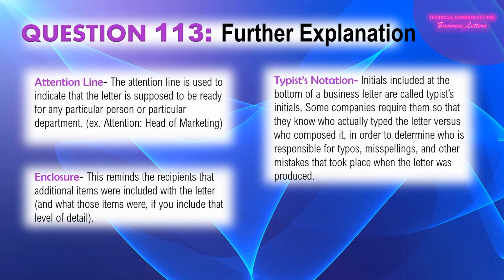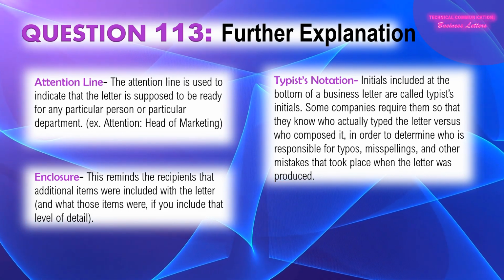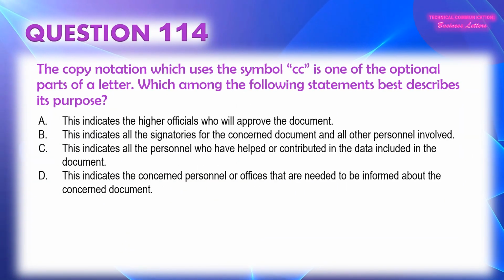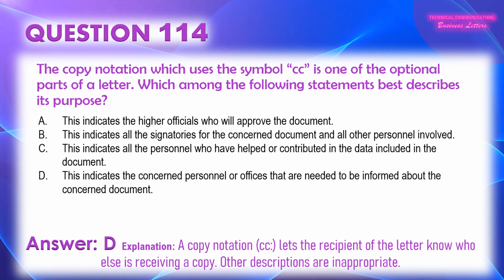These are the descriptions of other choices for your further readings. Question 114. The copy notation, which uses the symbol CC, is one of the optional parts of a letter. Which among the following statements best describe its purpose? Answer: D. This indicates the concerned personnel or offices that are needed to be informed about the concerned document. A copy notation, or CC, lets the recipient of the letter know who else is receiving a copy. Other descriptions are inappropriate.